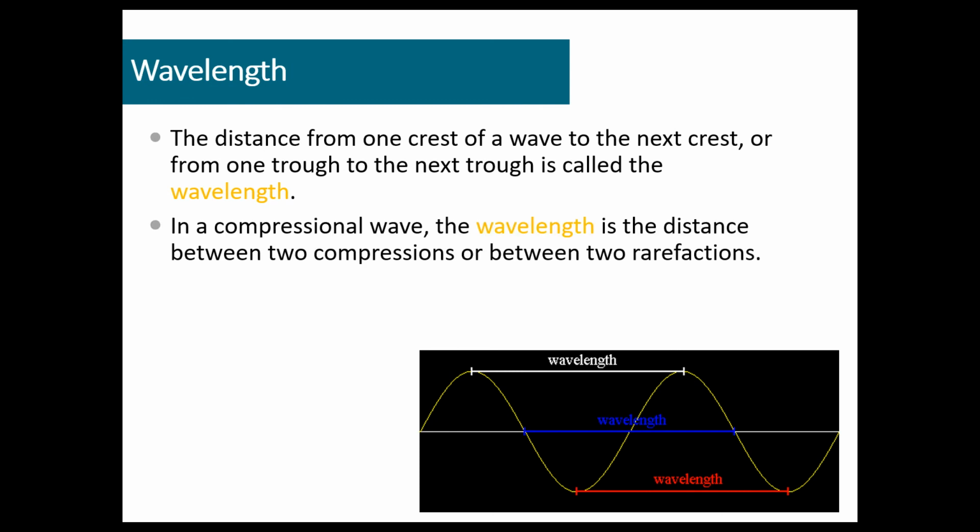Now, wavelength is something that you need to be familiar with in a wave. In a transverse wave, wavelength is going to be the distance from the crest of one wave to the very next crest of the next wave. So from crest to crest, or you can measure wavelength from trough to trough, or from the middle of one wave to the middle of the very next wave. There are a lot of different ways you can measure wavelength, but it's always going to be one point on a wave to that same point on the very next wave.